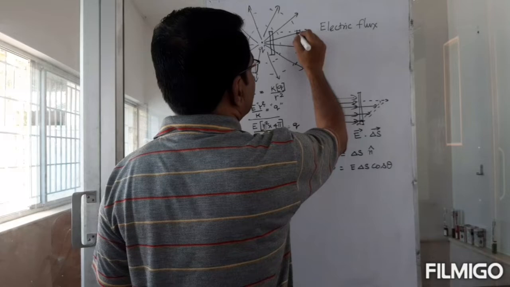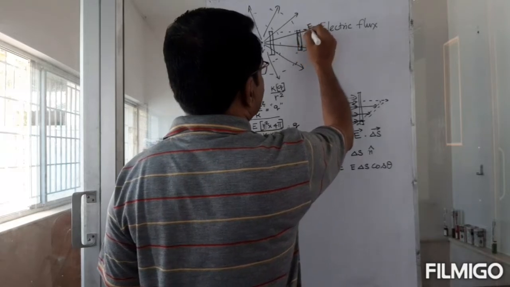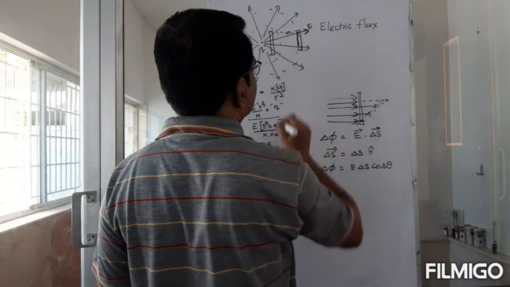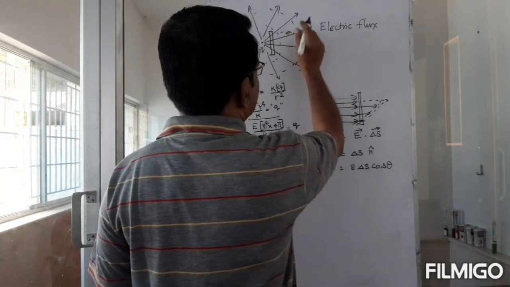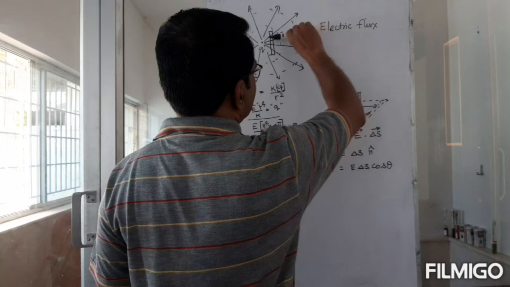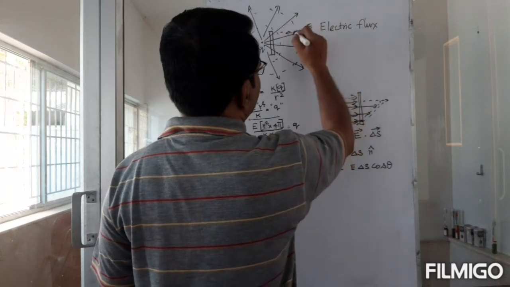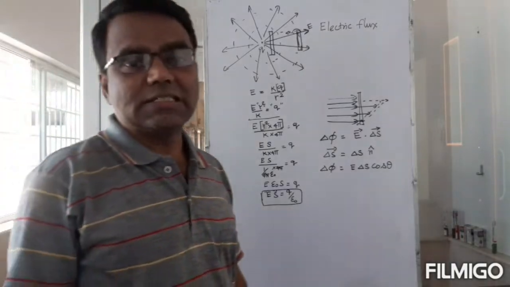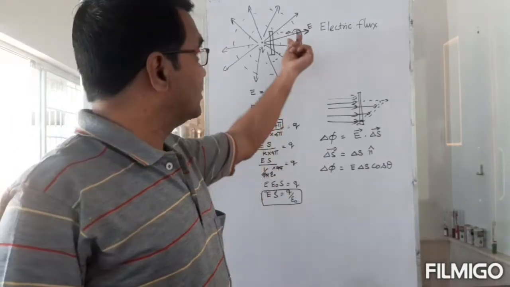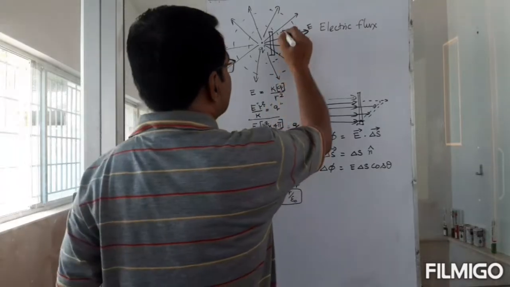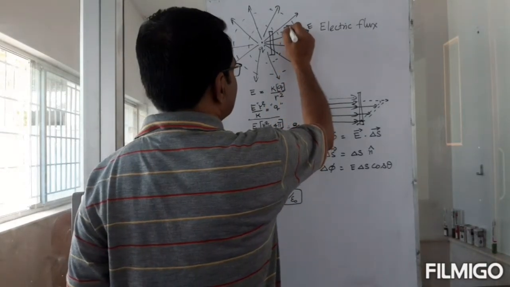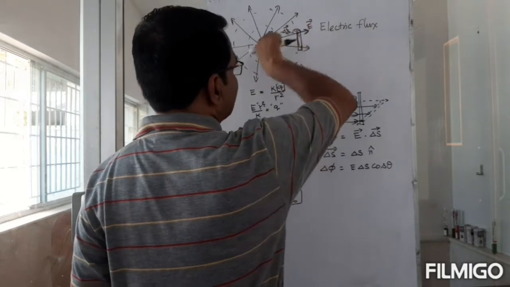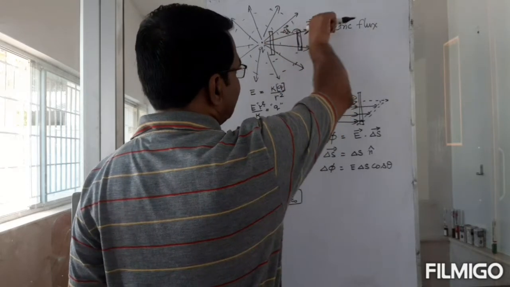At this point you will have an E vector, right? This is the direction of the E vector. And at this point, suppose this is the delta S vector, because it's perpendicular to that surface. So there would be an angle between that and this. That is the angle between the two vectors. So this is the area vector, the delta S vector, and this is the E vector. The E vector is along the electric field line.